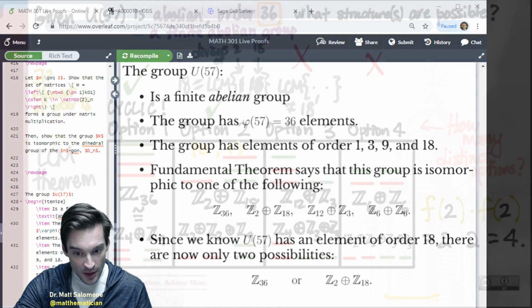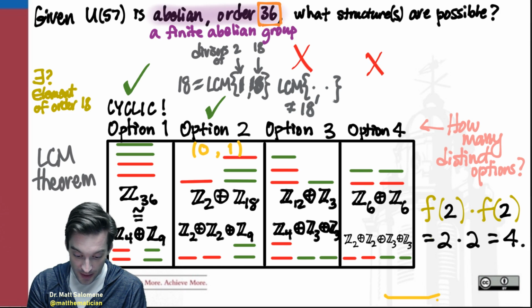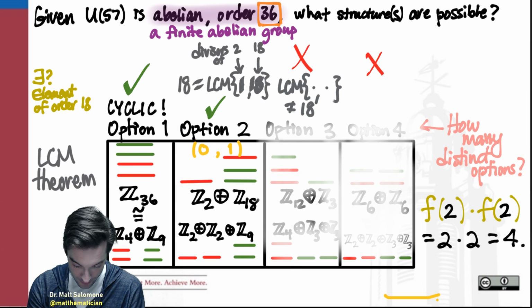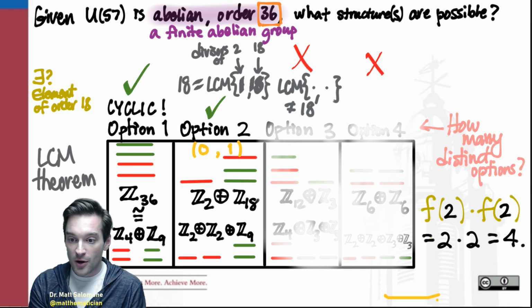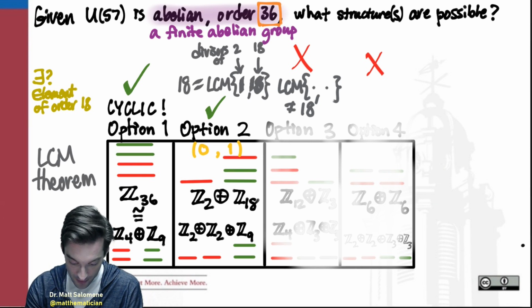And so for that, again, I'm going to go back to our universe of possibilities here. Let's sort of gray out the ones that we know are not going to work anymore. So option 3 is off the table. Option 4 is off the table. Right? So those we know for sure are not going to work. So let's ask the question, how could we tell the difference between Z36 and Z2 direct product Z18? What are the disagreements we can find between those two groups?